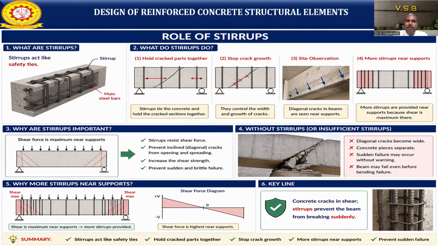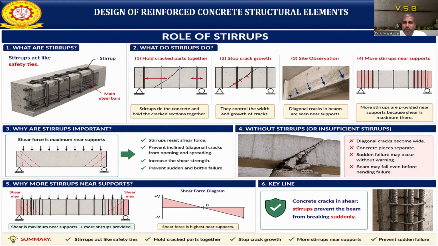The three are very important to resist the shear forces. Okay, what are the stirrups? Stirrups act as a safety of the ties, to hold the main reinforcement. It's a grip given to the concrete. Okay, it will arrest the shear type of failure.